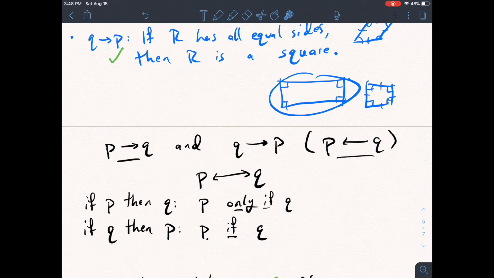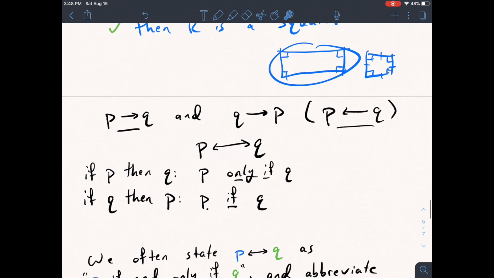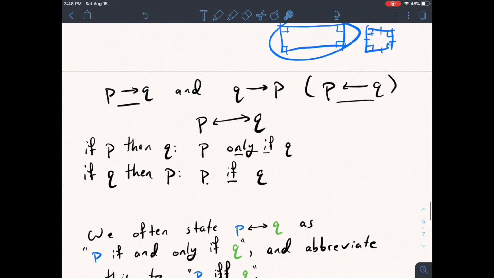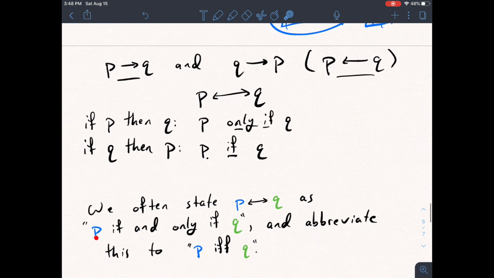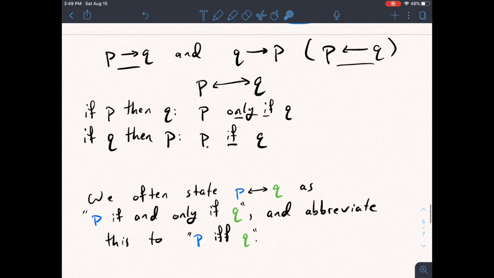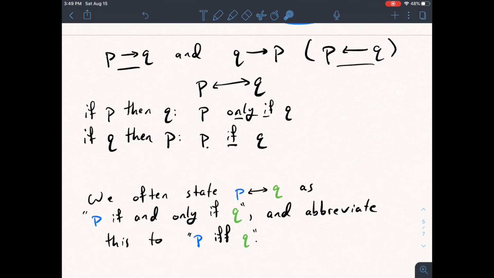So P happens if Q happens, and P happens only if Q happens. So this will often be stated as P if and only if Q. So P double arrow Q can be read as P if and only if Q, and we often abbreviate this to P iff Q. Usually you will read it as P if and only if Q.